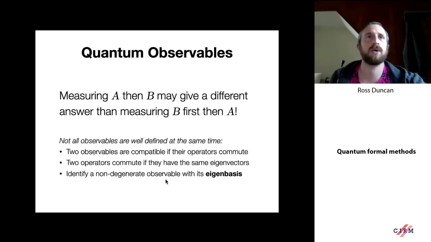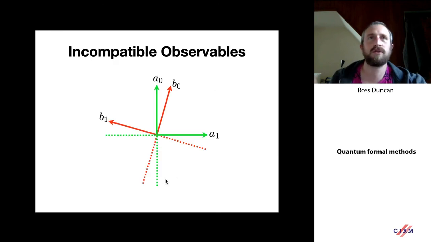And we all know that if two projectors don't commute, then we can get different statistics by measuring them in the two possible orders. And if they are actually compatible, then they do commute and they have the same eigenvectors. So every time that we have any non-degenerate observable, I'm just going to think of it as being defined by its eigenbasis. So if two observables are incompatible, then their eigenbases are distinct.